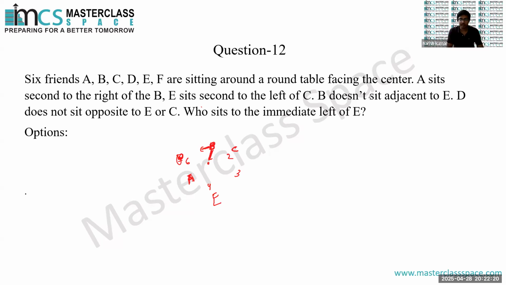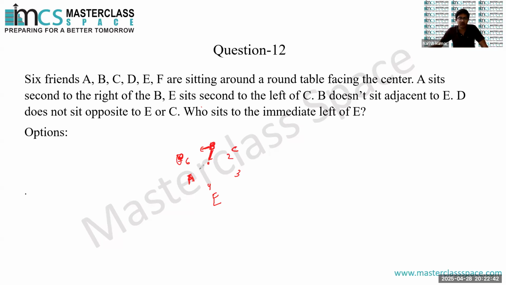Next, he says that B doesn't sit adjacent to E. Okay. Now, in our arrangement, it is clear, right? B is not sitting adjacent to E. So this arrangement is clear so far, right? Now, next it says that D does not sit opposite to E or C, right?